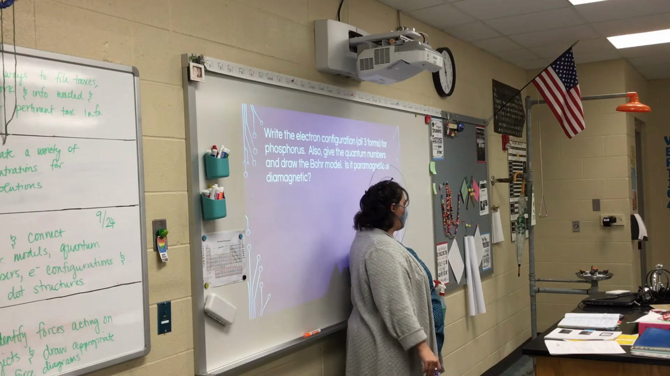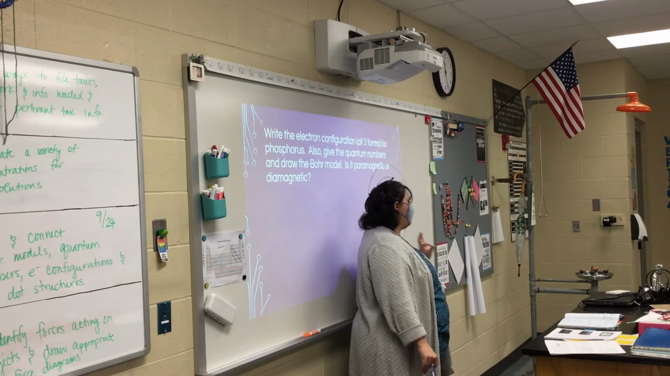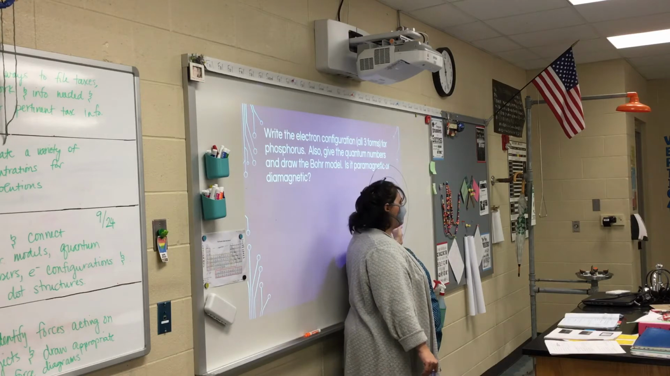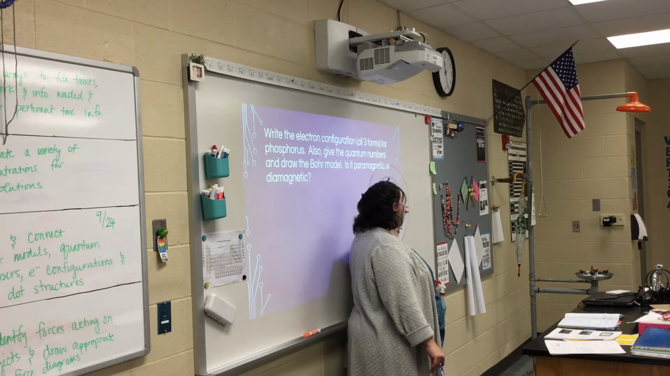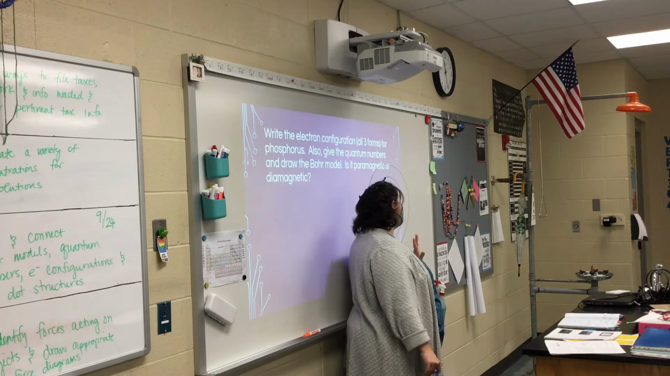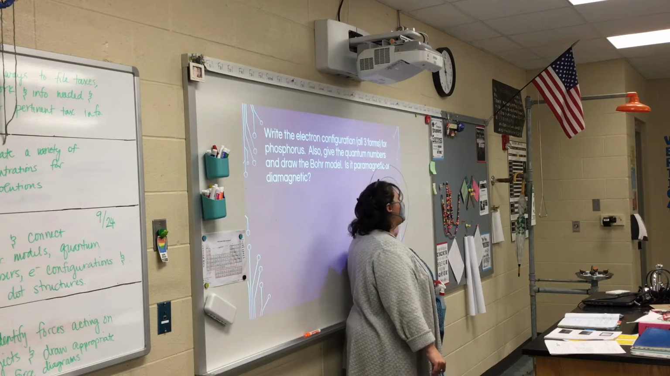Gracie, how do you get the numbers? In the first ring, the maximum electrons you can have is 2. In the second ring, the maximum is 8. The third ring can have up to 18, but we run out of electrons after the first 5. So 2 plus 8 is 10, plus 5 is 15. We only have 15 electrons to work with.